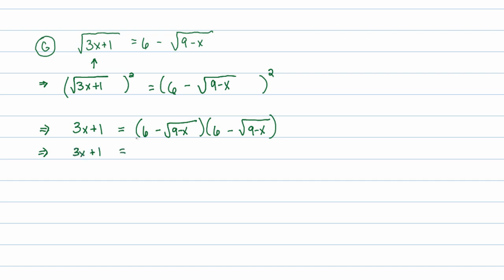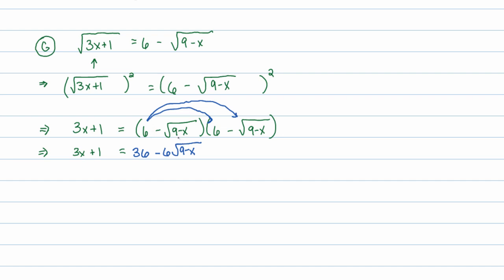Let's multiply it out. 6 times 6 is 36. Maybe I will even show you the color coding here. 6 times 6 will give me 36. 6 times a negative square root of 9 minus x is going to be a negative 6 times the square root of 9 minus x.